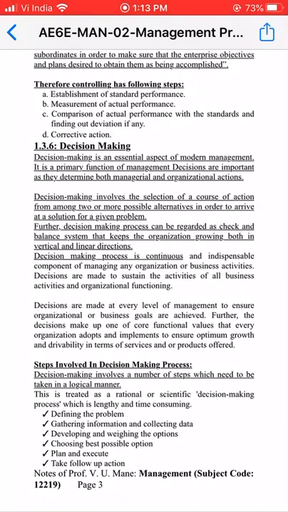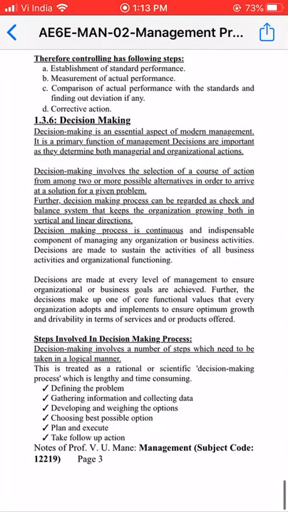Okay, this is about your decision making. So the steps involved in the decision making process are: decision making involves a number of steps which need to be taken in a logical manner. This is treated as a rational or scientific decision making process, which is lengthy and time consuming. So decision making has the following steps.